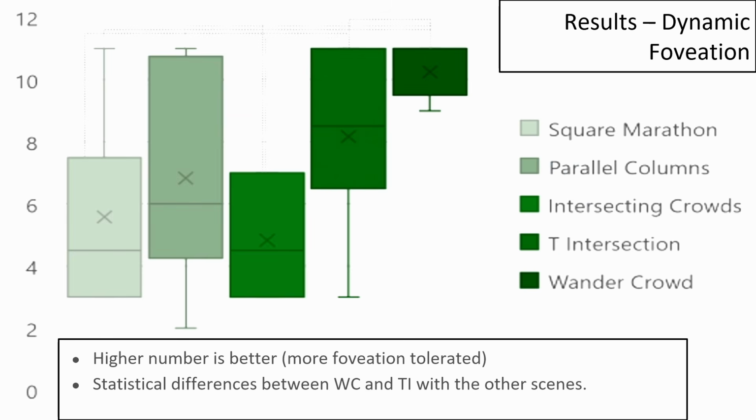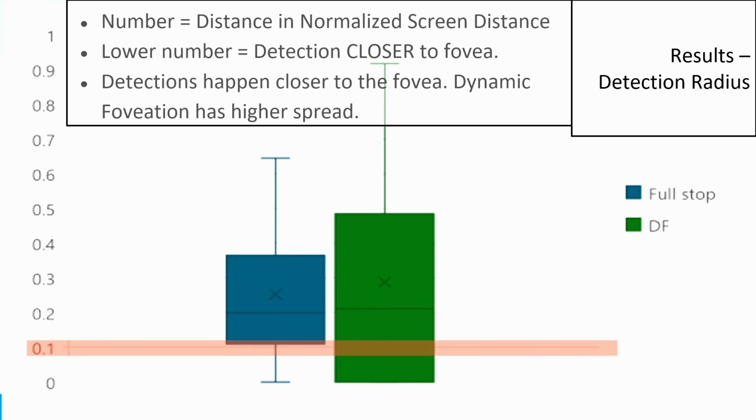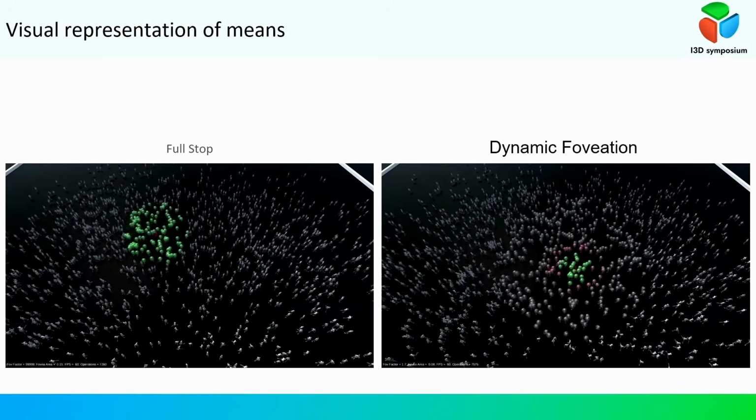There's very similar results for dynamic foveation. Wondercrowd performs a great deal better than every other scene, and the same applies for the T-intersect scene. Finally, once again, we can see here about where the user started to see foveation. Once again, the red line signifies where the fovea area begins. And we see that this is all quite close to the periphery, as we had hypothesized, quite close to the fovea area.